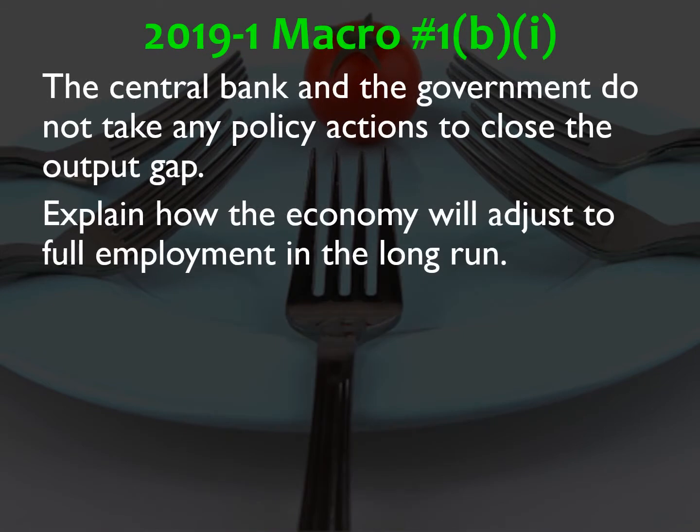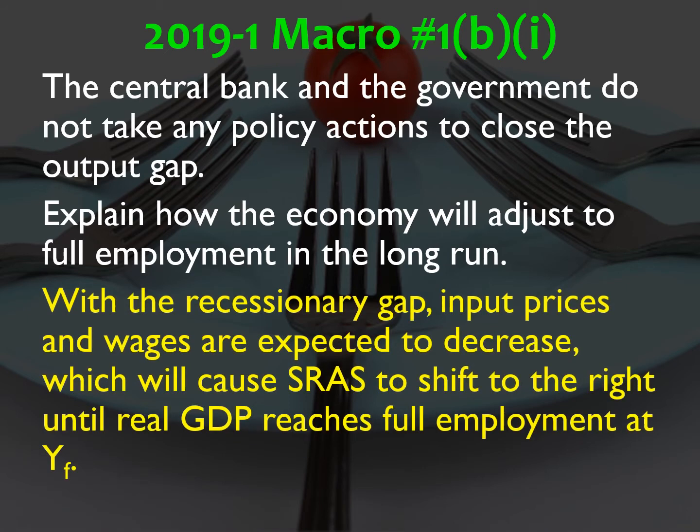Part B1, the central bank and the government do not take any policy actions to close the output gap. Explain how the economy will adjust to full employment in the long run. So remember, if the government doesn't do anything, SRAS is going to shift back towards full employment. With the recessionary gap, input prices and wages are expected to decrease, which will cause SRAS to shift to the right until real GDP reaches full employment at YF. So remember, if the government doesn't enact any policy, SRAS will eventually shift left or right, depending on whether there's a recessionary or inflationary gap, back to the level of full employment.